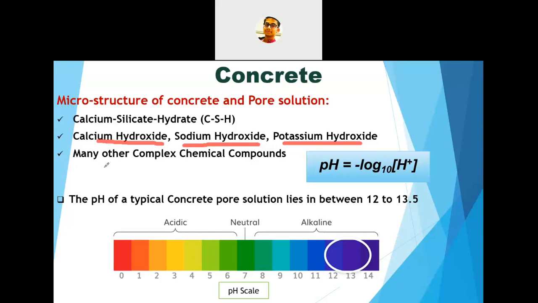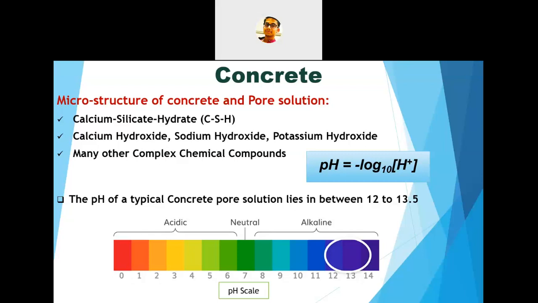Now it has been seen that the pore solution of concrete is quite alkaline in nature, and the pH of a typical concrete pore solution lies between 12 to 13.5. You can see here on the pH scale that the pH of the concrete lies between 12 to 13.5. This is one reason why we are able to use steel rebars in concrete, and this passivity protects the steel from getting corroded.